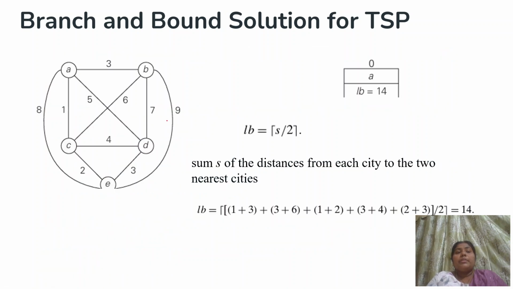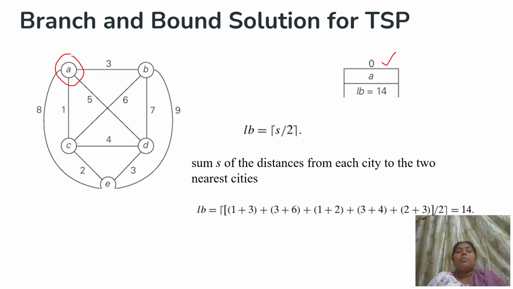So I'm going to take a particular graph. In this graph we have 5 cities: A, B, C, D and E. I'm going to start with the initial vertex, which I'll call vertex A. But first I want to take the initial bounding function.